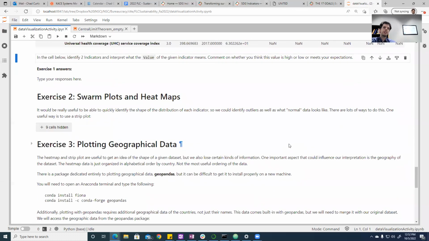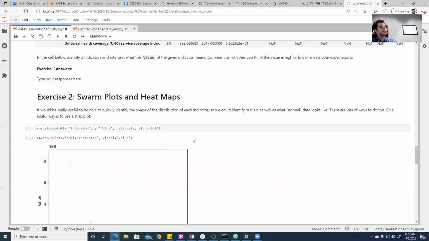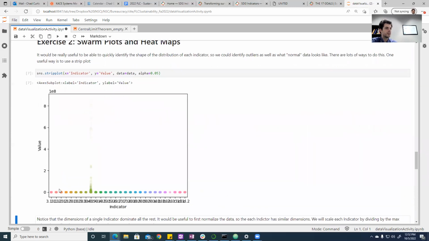So we haven't done any data visualization yet. That's where exercise 2 comes in. We're going to use two kinds of plots that's going to give us kind of an overview of each indicator. On the first plot, we're just going to plot each indicator. And each dot represents a value of the given indicator, right? So we're looking at goal 3.1.1, 3.1.2.